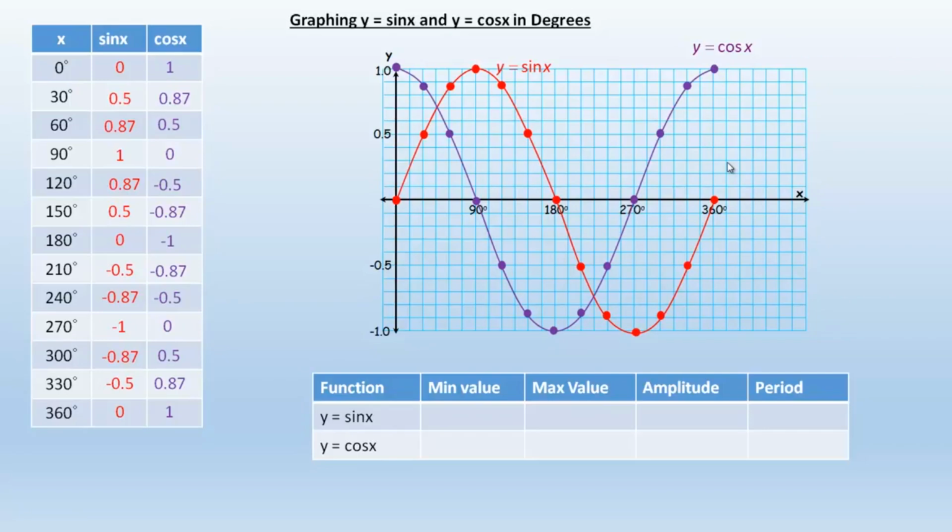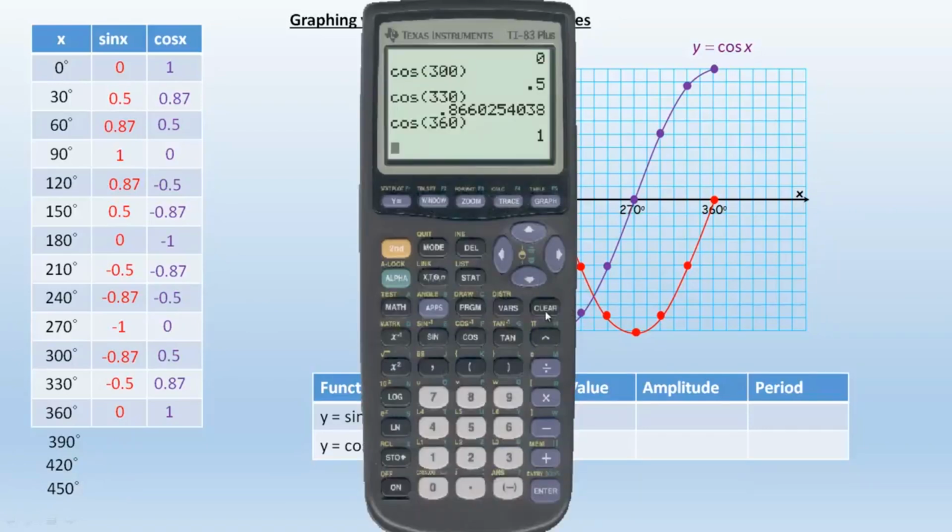So you can see these are actually periodic functions, and there's a little something I want to do here just to show how they will keep replicating the same shape. So if I were to extend the table to 3 more multiples of 30, 390, 420, 450, and evaluate the trig functions for those.